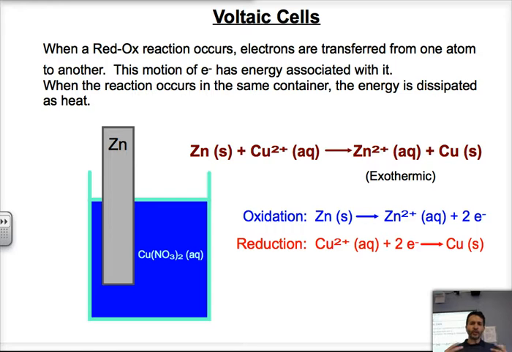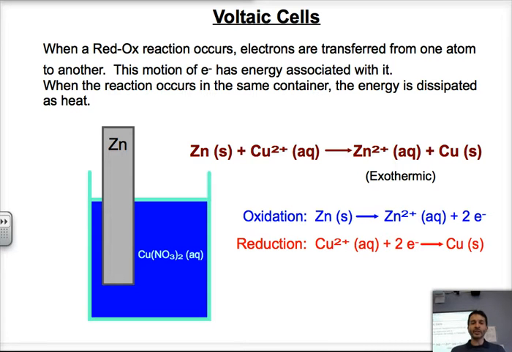Now, the process of oxidation reduction, they're not separate events. They happen together because the species that is losing electrons is transferring them, giving them to another species that absorbs, gains them. So oxidation and reduction go hand in hand. One cannot happen without the other.